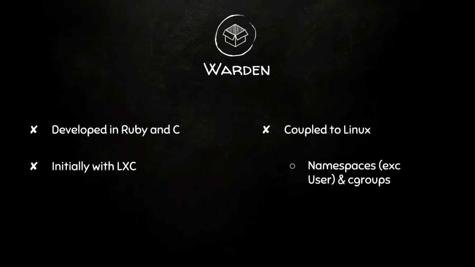Docker may not have hit its stride yet, and Docker is awesome, but it's important to remember that containerization technology was already in play long before. We just didn't say containers yet. So Warden was the first simple API for CF. It was created at VMware and written in Ruby and C to manage these isolated environments for CF as a daemon.